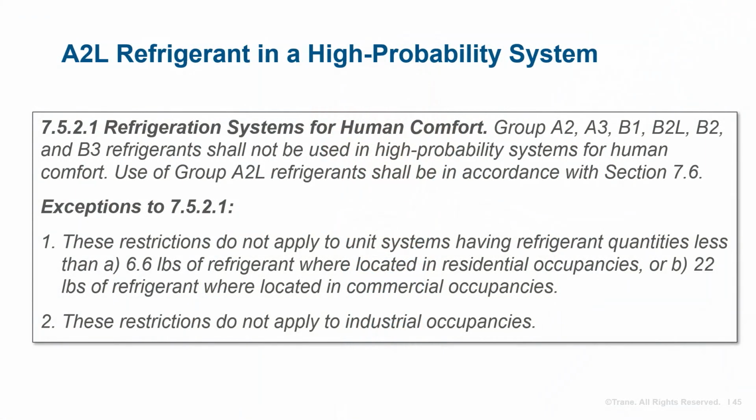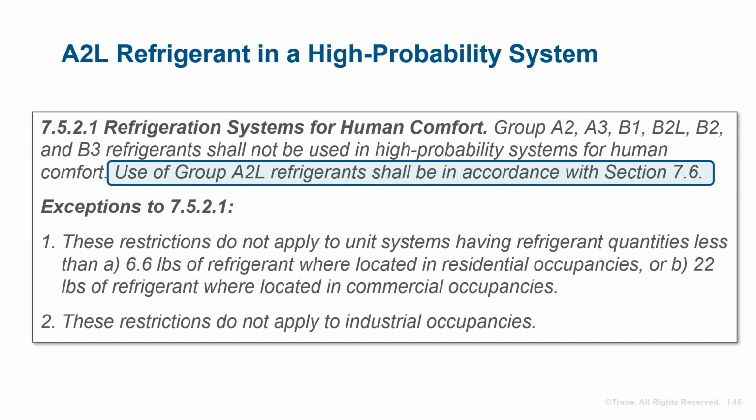Thanks, John. So far we've talked about refrigerant safety group, occupancy, and system probability classifications, and how those are used to determine Standard 15's restrictions on refrigerant use. Next, we'll overview the special requirements that relate to the use of A2L refrigerants in high probability systems. Chris? As John mentioned earlier, Standard 15 prohibits most classifications of refrigerants from being used in high probability systems for human comfort. That limits the designer to either an A1 or an A2L refrigerant.